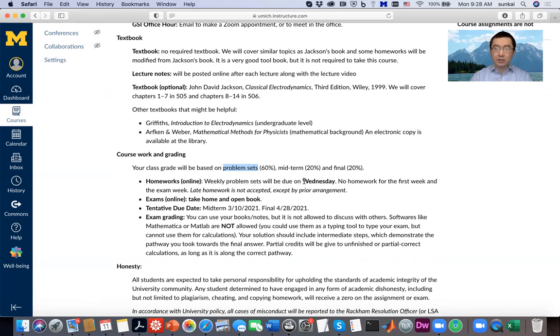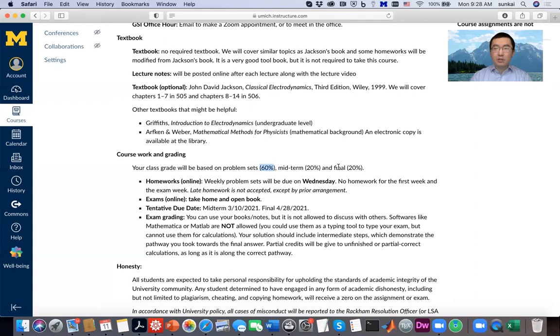Okay. And this problem set will count for 60% of your final total grade. Okay. And if you have some conflicts or need some extra time for your homework, let me know. If you cannot turn it in on time, you should let me know ahead of time instead of after the due date, okay? And in addition to homeworks, we will also have two exams, the midterm and the final.